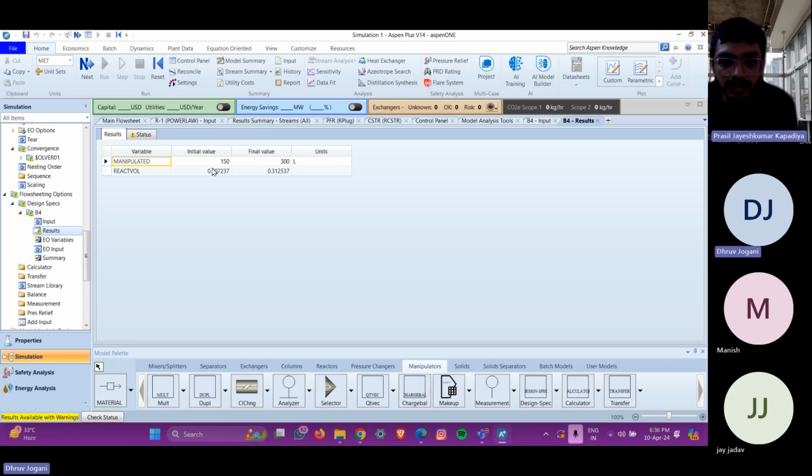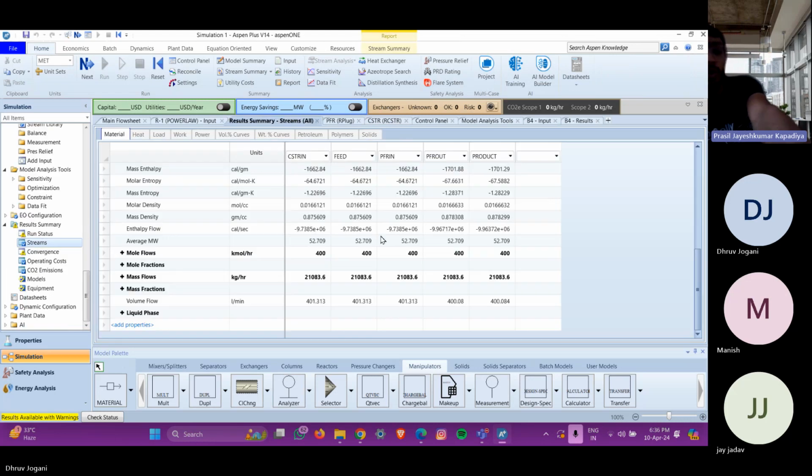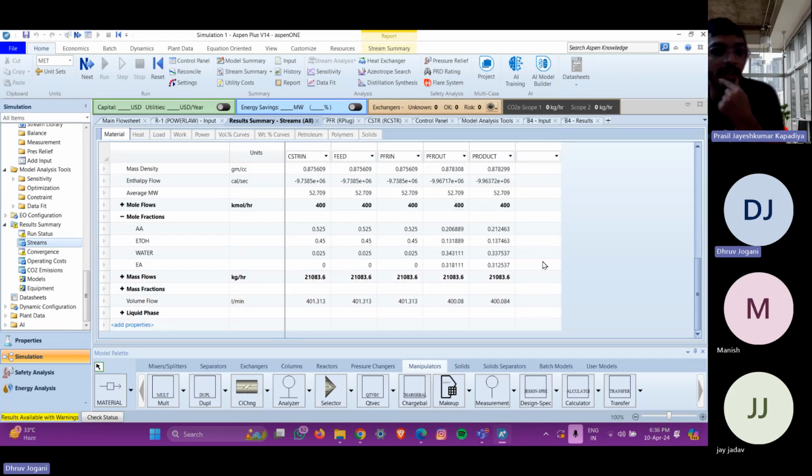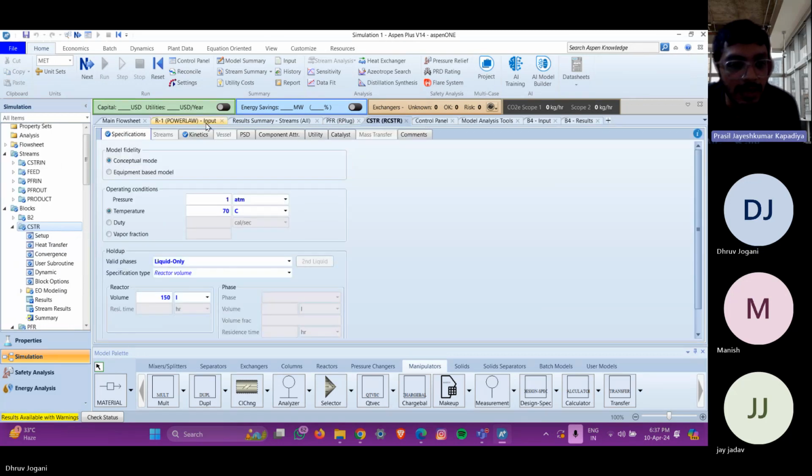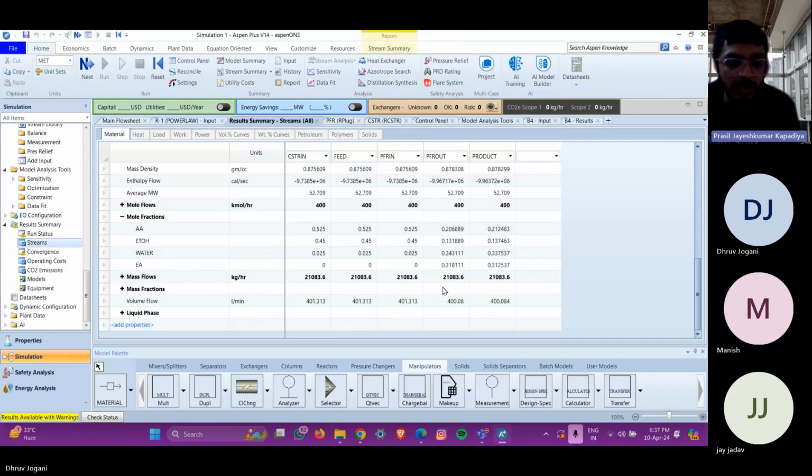Sir, I don't think this is volume. This is the mole fraction, I guess, from the result of the CSTR. Yeah, that is mole fraction, because you wrote the reactor volume there. Yes, sir. So we are not getting more than 0.31. So volume is the limit, and we can't play with volume. We can play with some other parameter like temperature to see the effect on product composition.